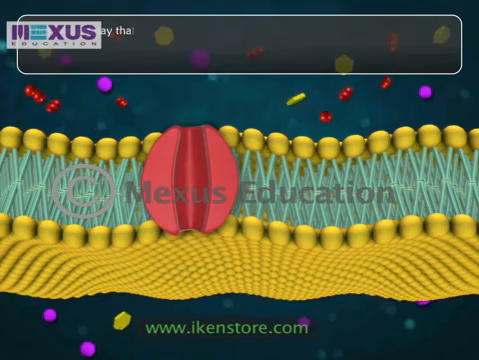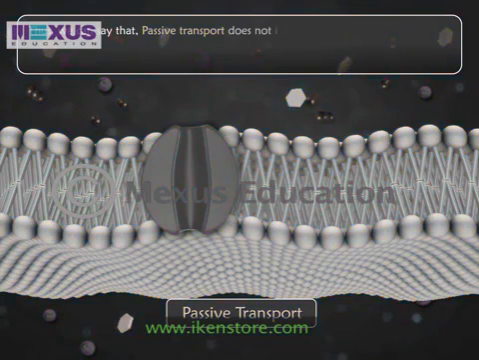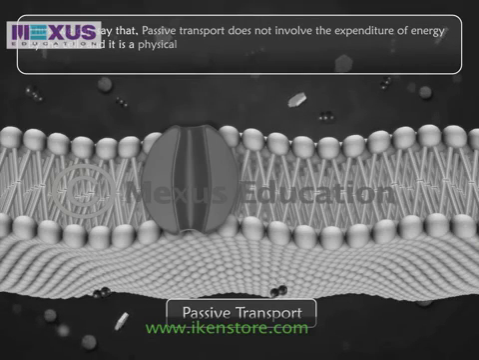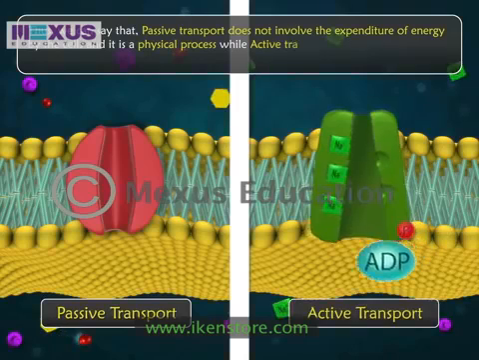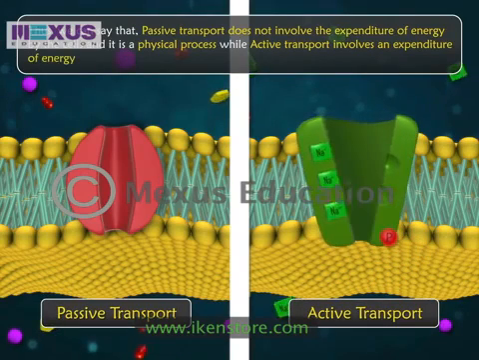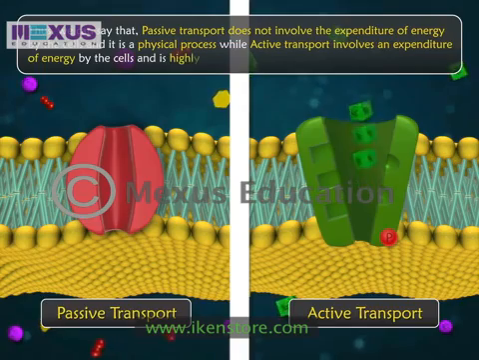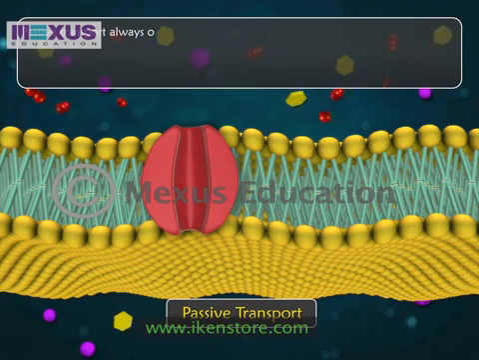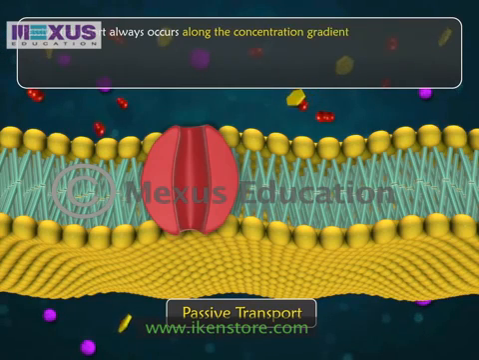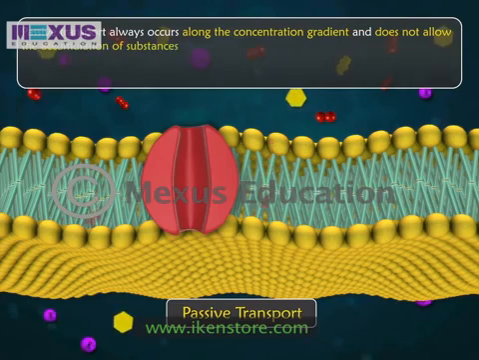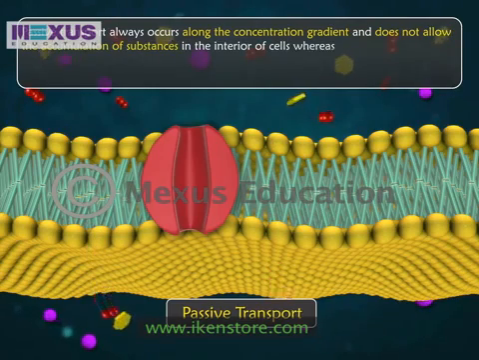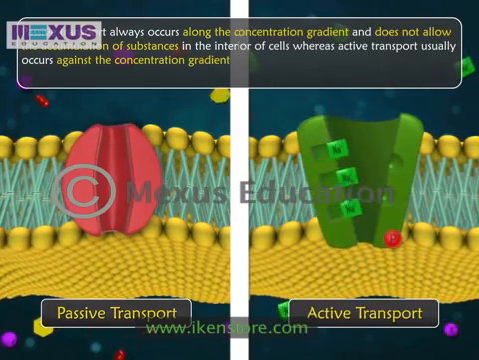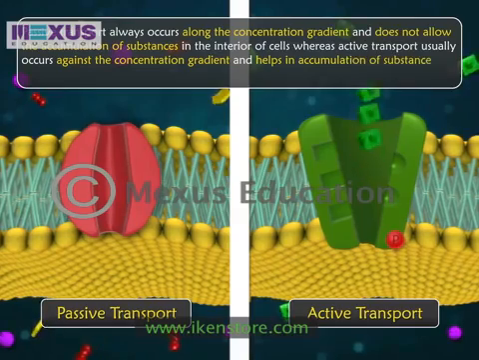Thus, we can say that passive transport does not involve the expenditure of energy by the cells, and it is a physical process, while active transport involves an expenditure of energy by the cells and is highly selective. Passive transport always occurs along the concentration gradient and does not allow the accumulation of substances in the interior of cells, whereas active transport usually occurs against the concentration gradient and helps in the accumulation of substances in the cell.